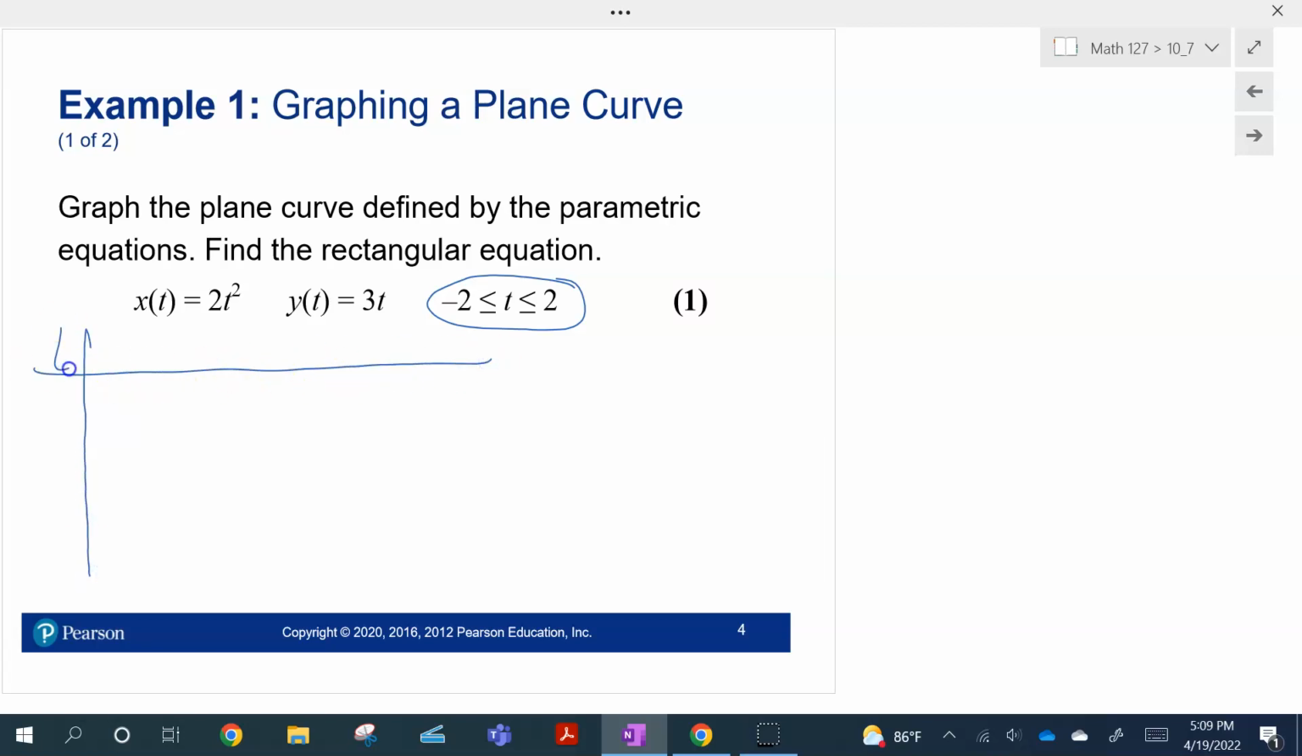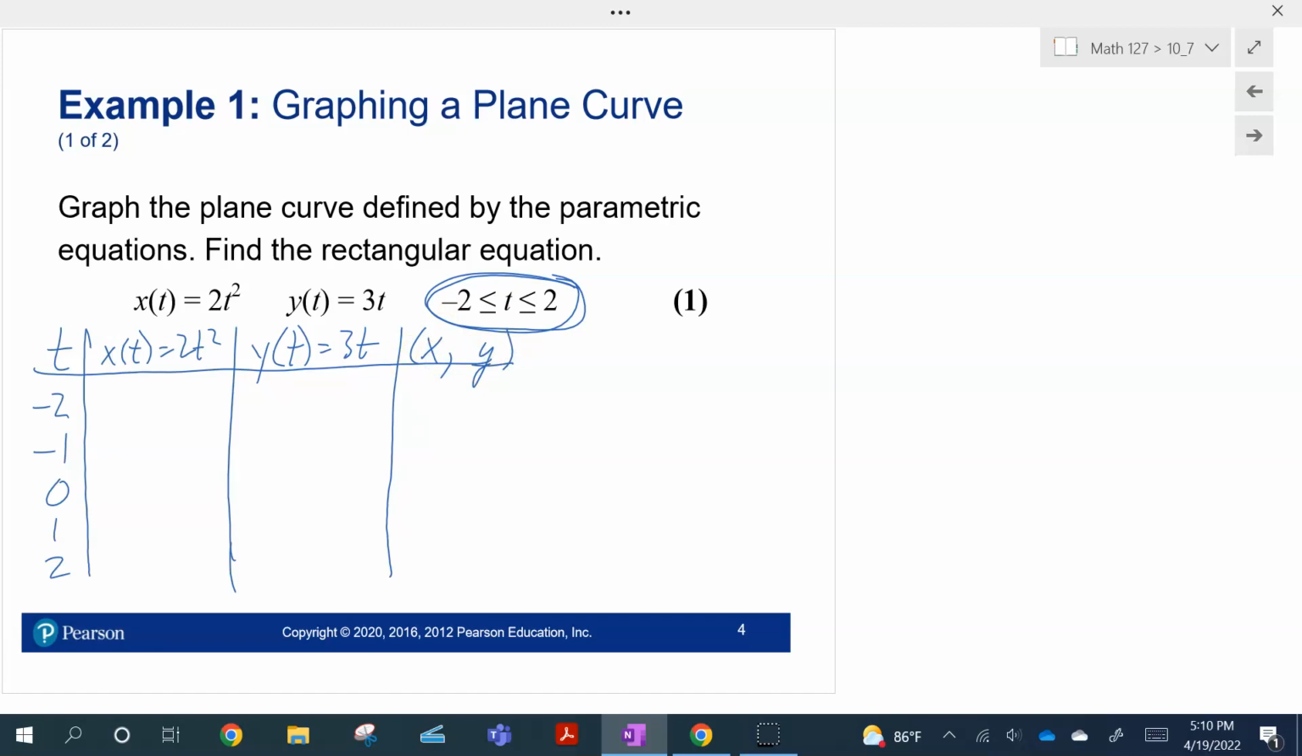We're going to pick these t values between -2 and 2. So let's go with integer values: -2, -1, 0, 1, and 2, to encompass that whole parameter. Then x of t is equal to 2t squared, and y is equal to 3t. We're going to plug our t values in, and that will spit out the ordered pair x, y.